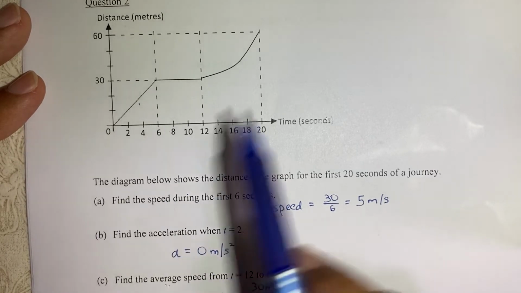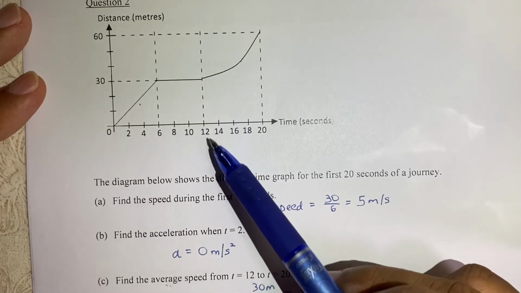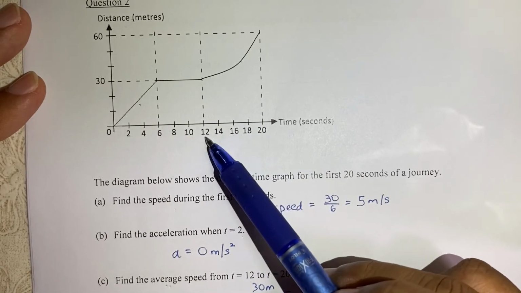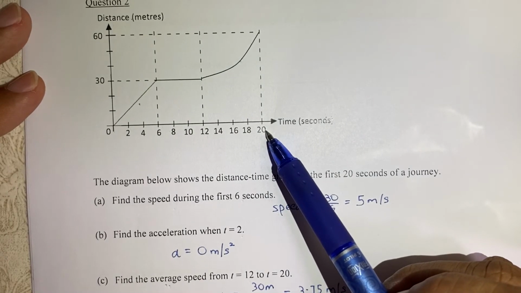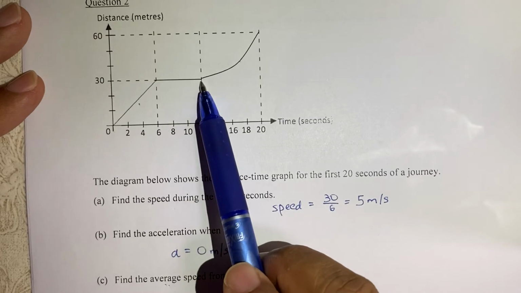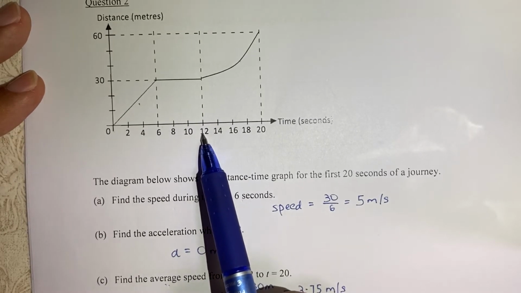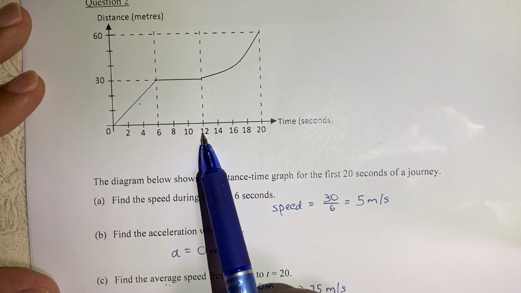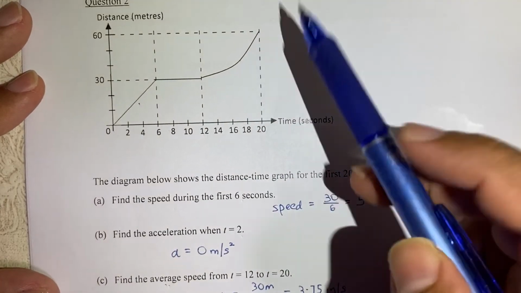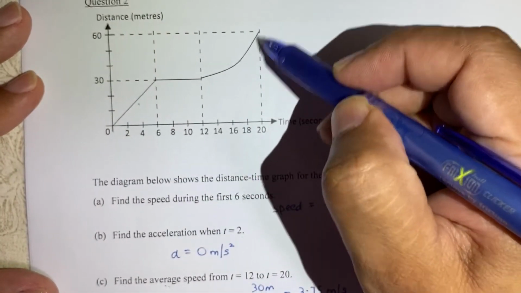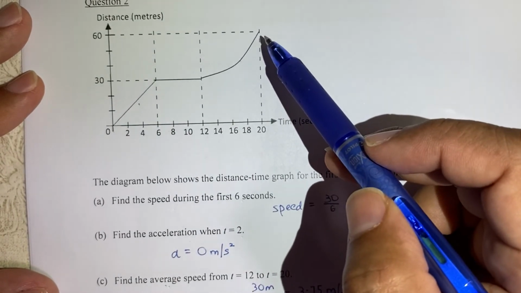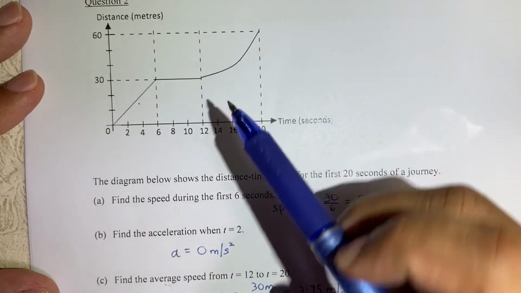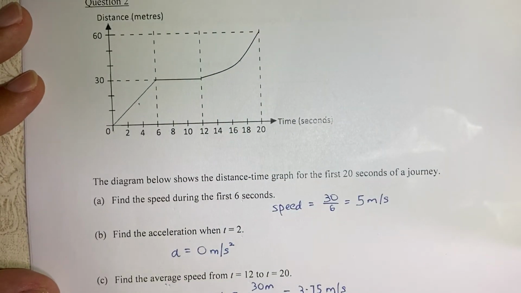Now, can I ask, for this journey, is the speed uniform throughout 12 to 20? The answer is no. If you were to look at 12, at the beginning, the speed is 0. But at 20, if you were to find the gradient, the speed will be very high. In other words, it's not a constant speed. But the average speed is 3.75 meters per second.